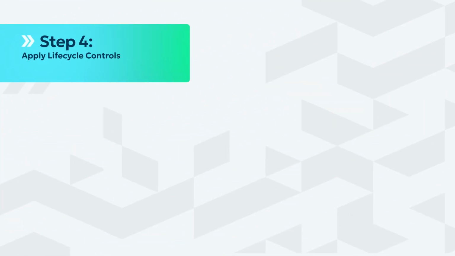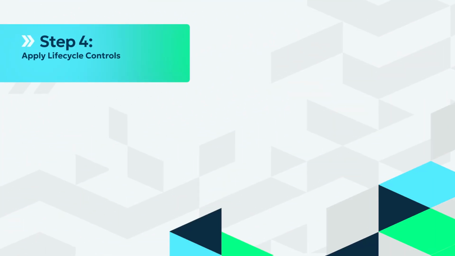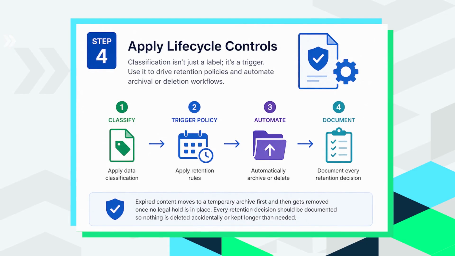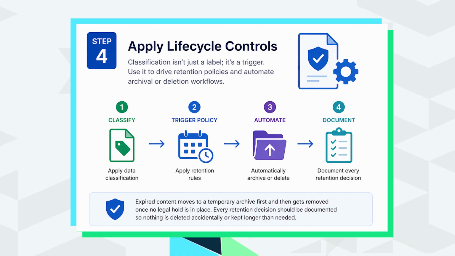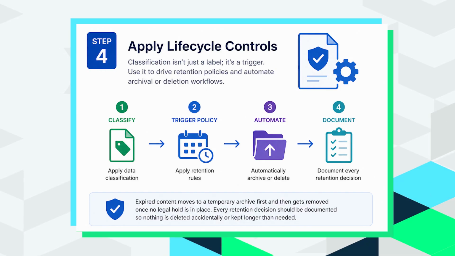Step 4. Apply lifecycle controls. Classification isn't just a label, it's a trigger. Use it to drive retention policies and automate archival or deletion workflows. Expired content moves to a temporary archive first and then gets removed once no legal hold is in place. Every retention decision should be documented so nothing is deleted accidentally or kept longer than needed.